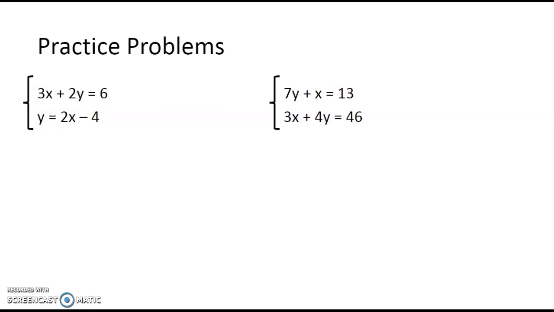Okay, so pause the video and practice these two on your own, and then when you're ready to check them, you can press play again and see how you did.